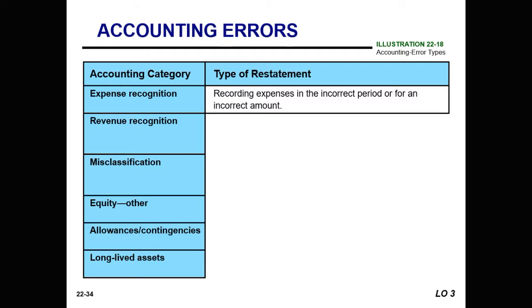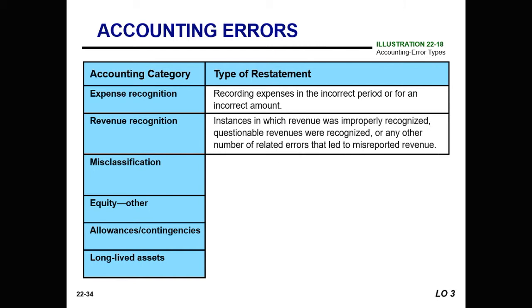The types of restatements that may occur. If it deals with expense recognition, we would need to record the expense in the incorrect period or for an incorrect amount. Revenue recognition could be instances in which revenue was improperly recognized, questionable revenues were recognized, or other related errors that could lead to any misreported revenue.